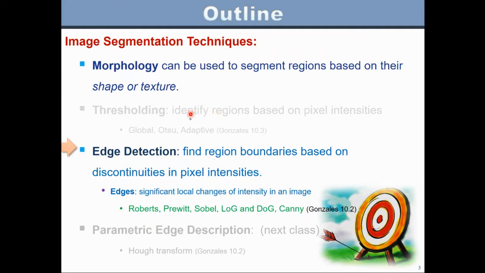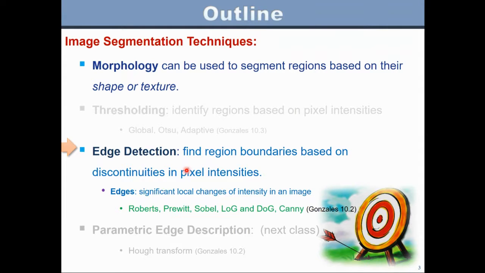Last time we also talked about thresholding, which is identifying regions based on their pixel intensity. So that's just purely the pixel intensity. If a certain pixel has a value above a certain threshold, then it becomes foreground. If it's below that threshold value, it becomes background. And today we're going to talk about edge detection as another way of segmentation to find the foreground objects.